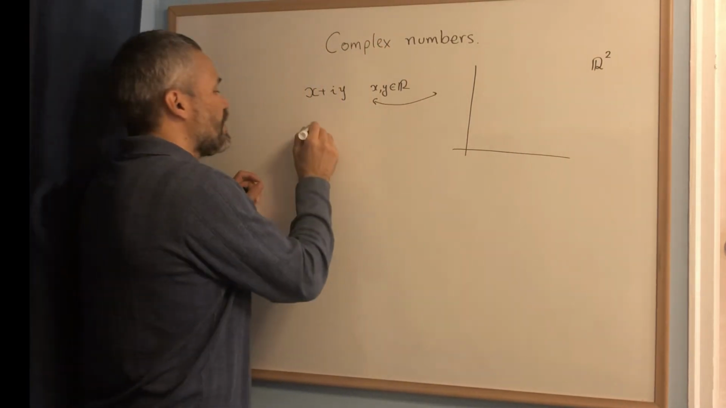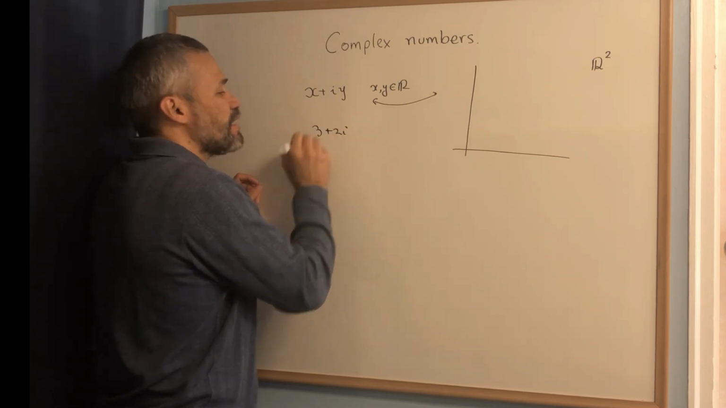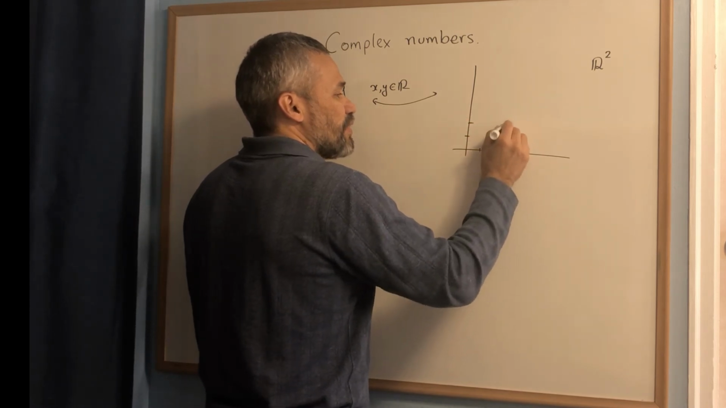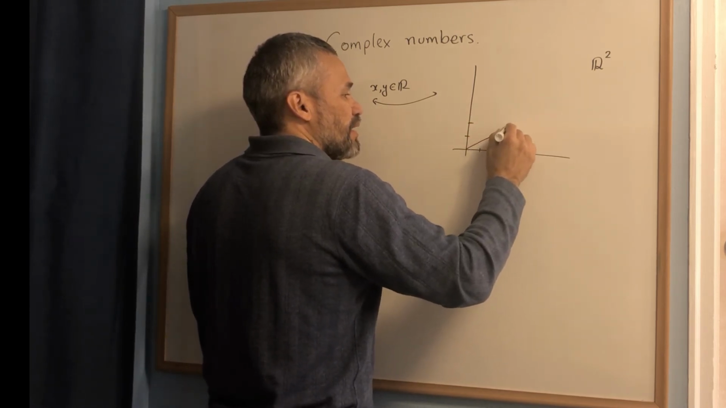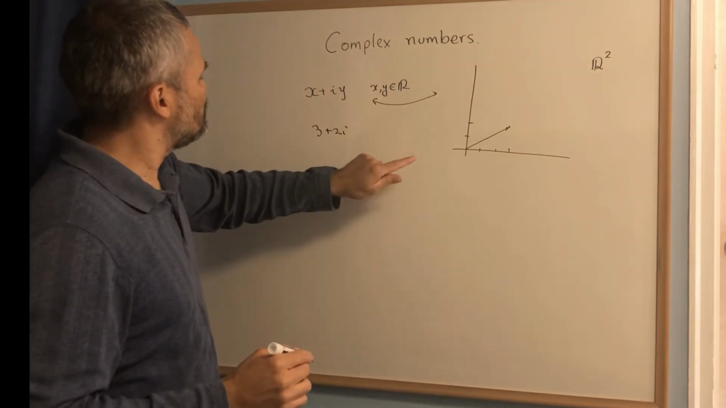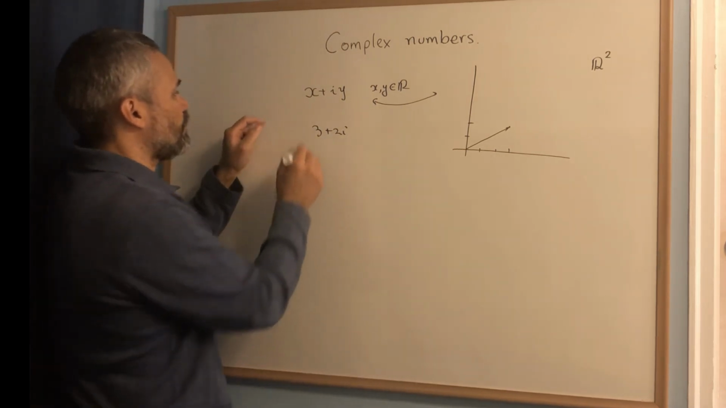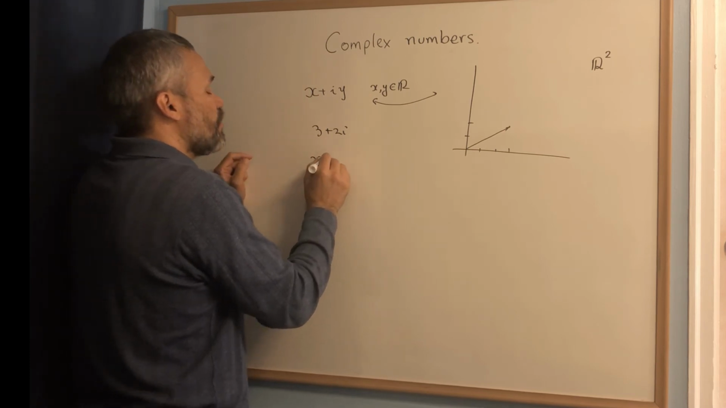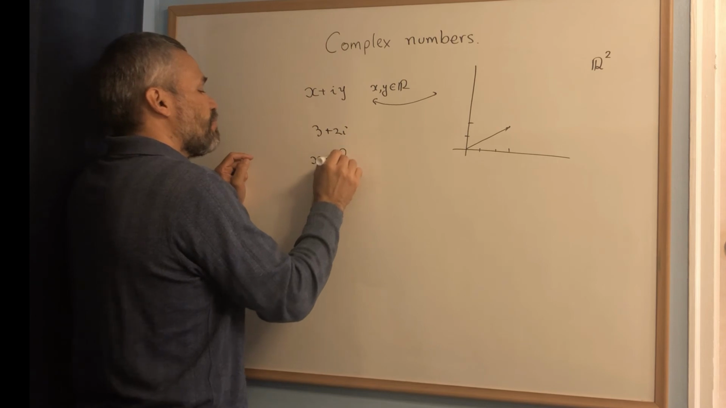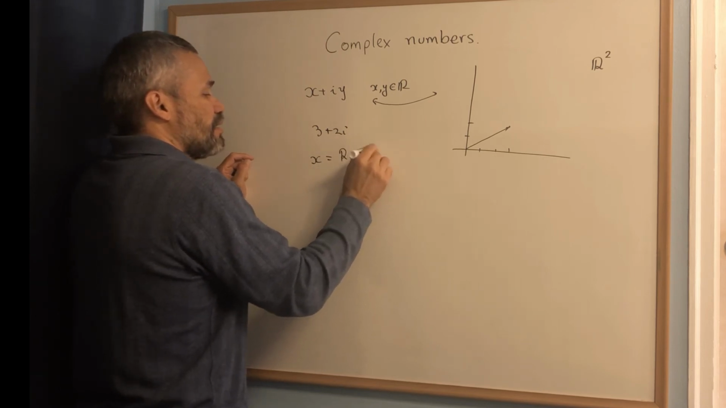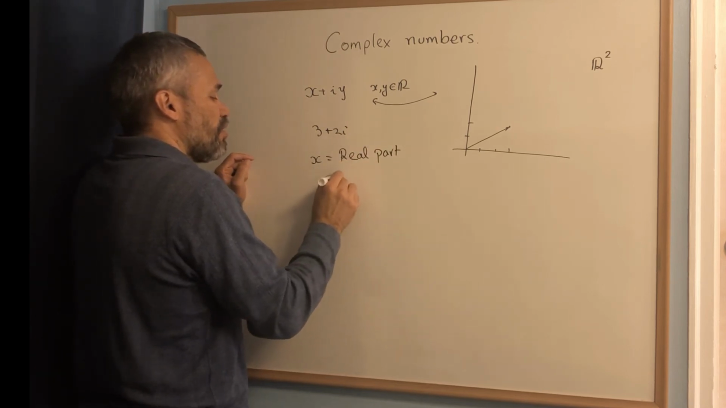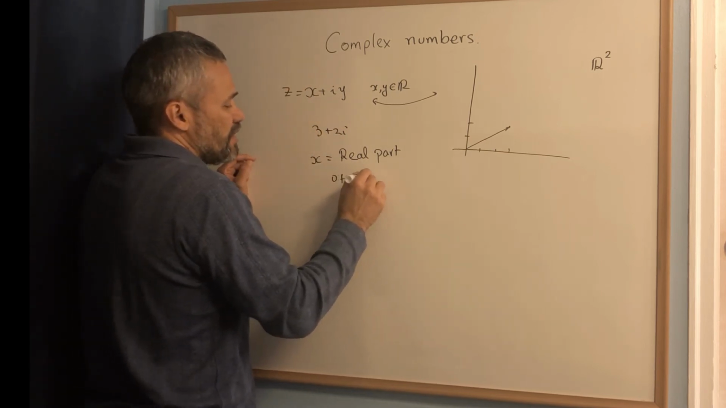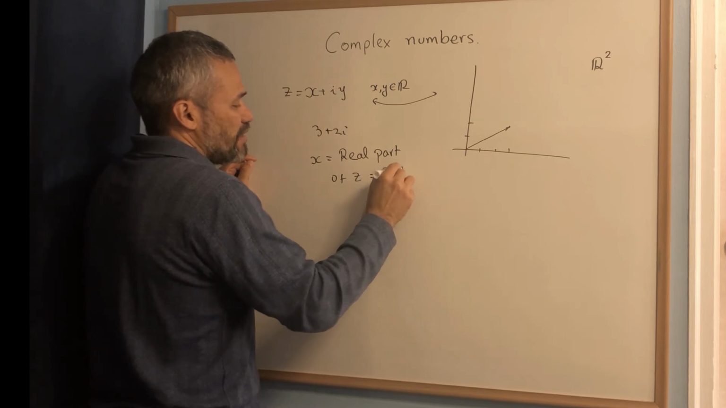For example, if we have 3 plus 2i, we can think of this point: 1, 2, 3 and 1, 2. Essentially, when you have a complex number like this, the x, which is a real number, we're going to be calling the real part of, let's call this the complex number c, real part of c, and it's going to be denoted as Re of c.